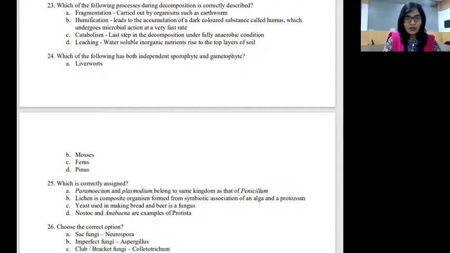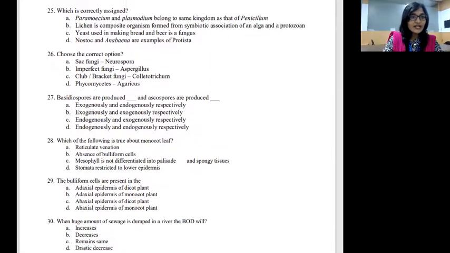Okay. Let's move on to the next question. Which is correctly assigned? Yes, which one of these things is correctly assigned? They have given: Paramecium and Plasmodium belong to the same kingdom as that of a penicillium. No, penicillium belongs to fungus, but a paramecium and a Plasmodium belong to protista. So this is a wrong statement, but we have to choose the correct statement. So we are not going to choose this statement. Lichen is a composite organism formed by symbiotic association with algae and fungi, not protozoa. So this is also wrong. So you cannot choose this option.